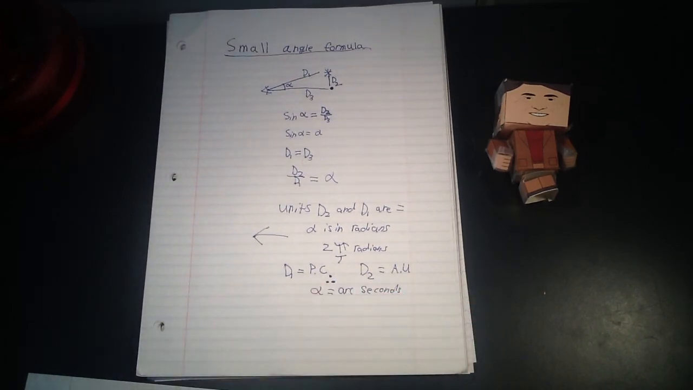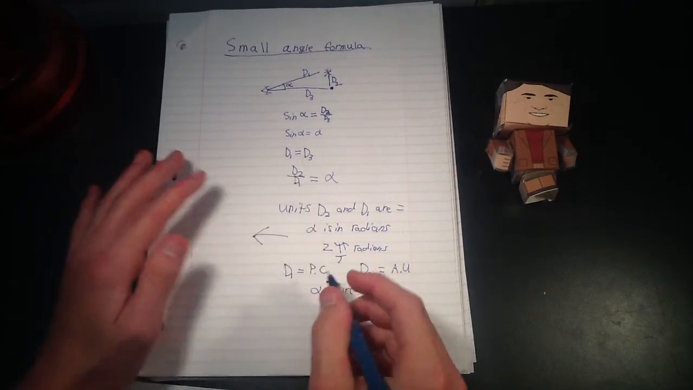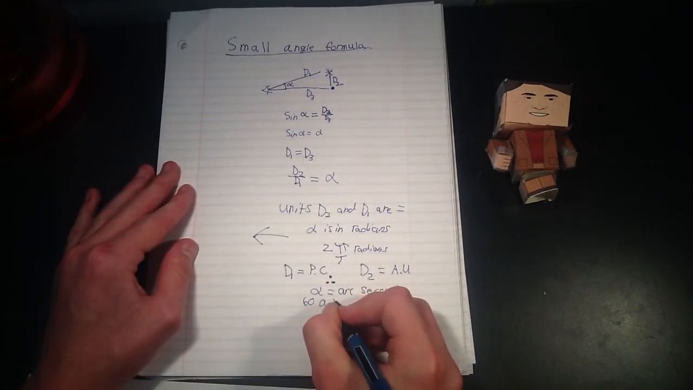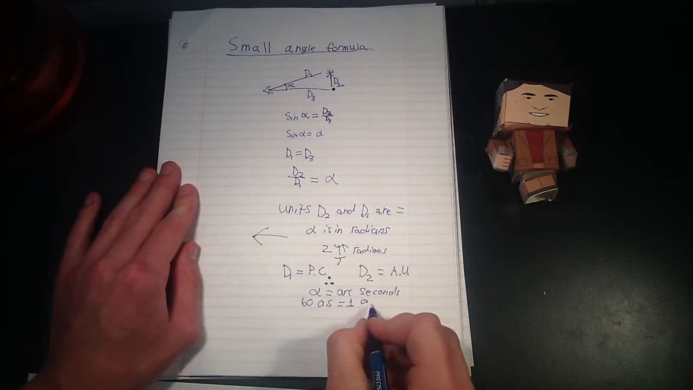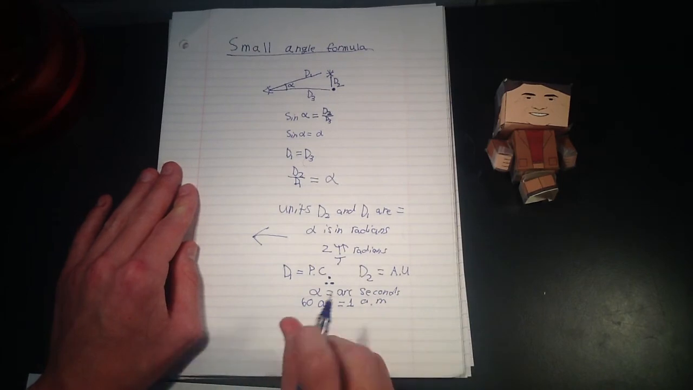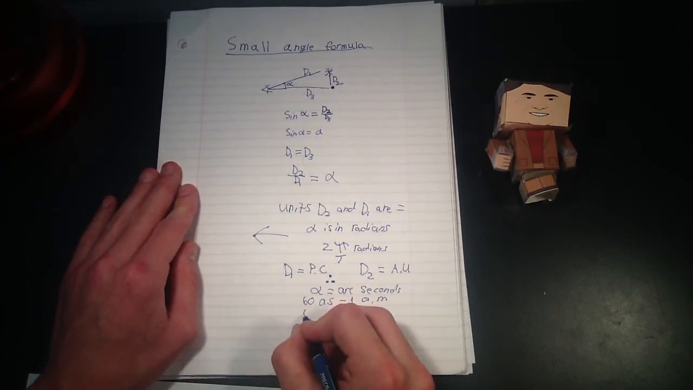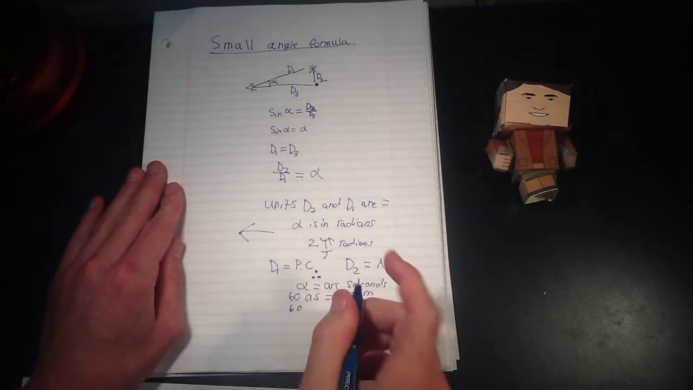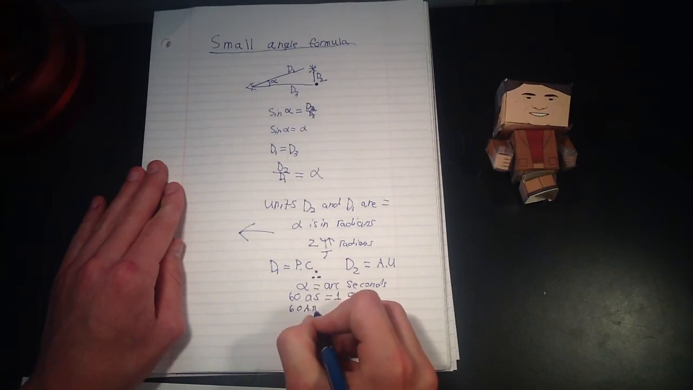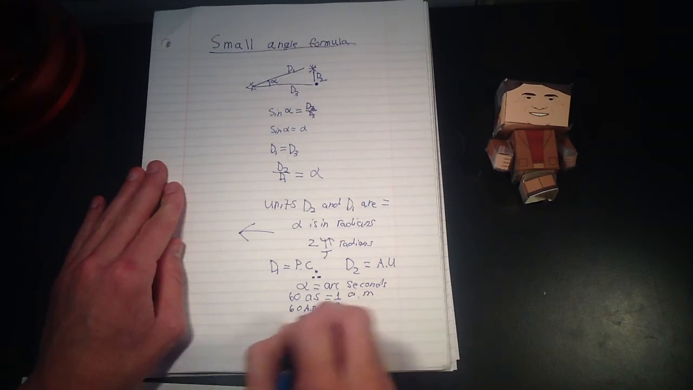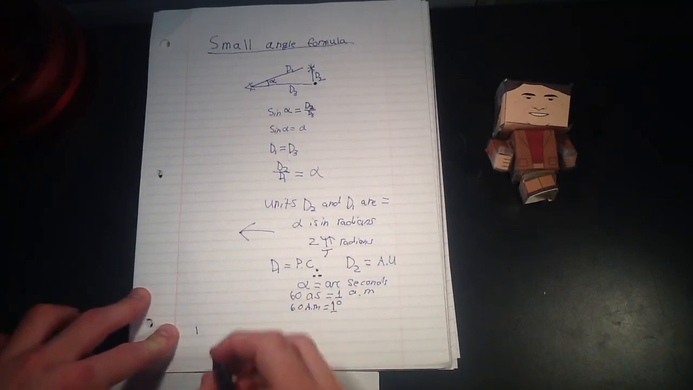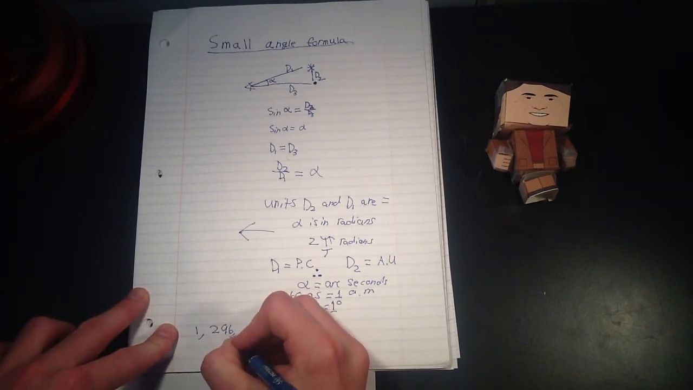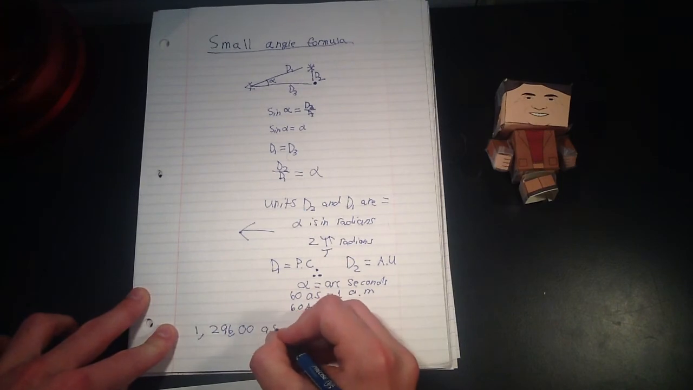And arc seconds are very, very, very tiny. 1 arc second is a 60th of an arc minute, so 60 arc seconds equals 1 arc minute. And then there are 60 arc minutes in 1 degree. And I did the calculations, and that means there are, ready? 1,296,000 arc seconds in a circle.